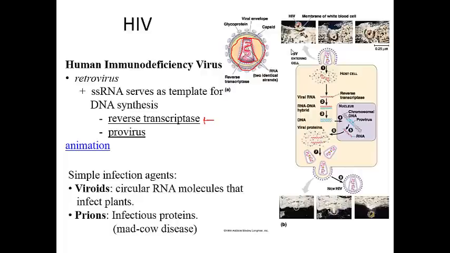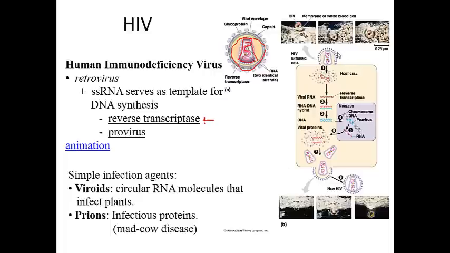So if we look at this picture here, you can see that the HIV virus can enter the white blood cell through endocytosis, and it can exit the white blood cell through exocytosis. The particular type of white blood cell that HIV infects is called the helper T cell. Let's look at what happens.